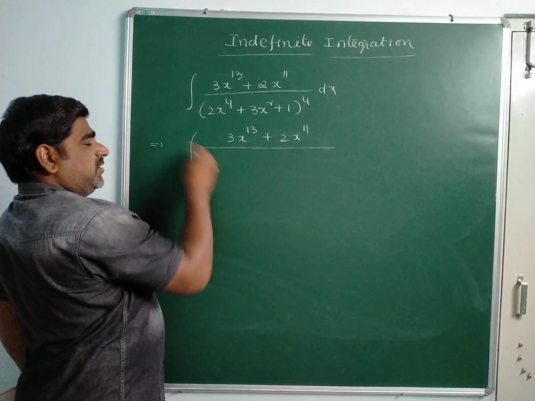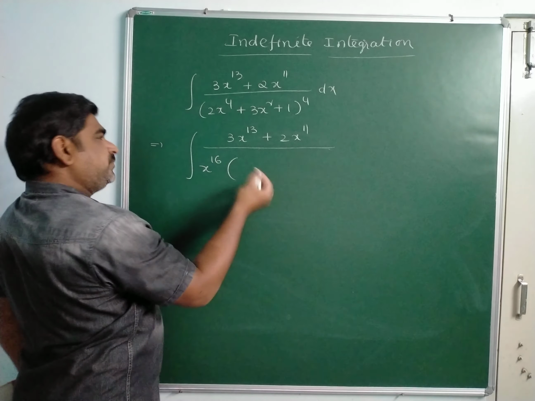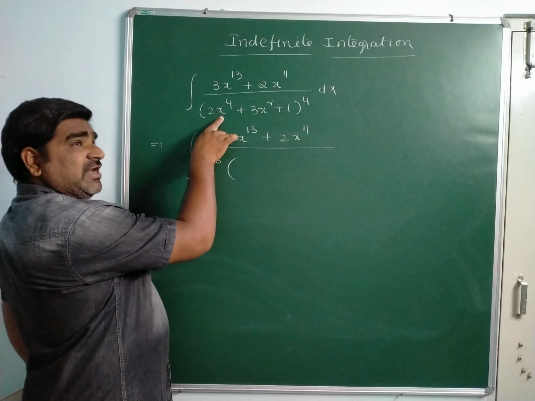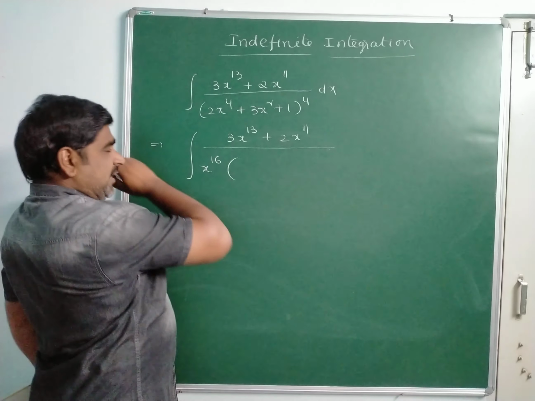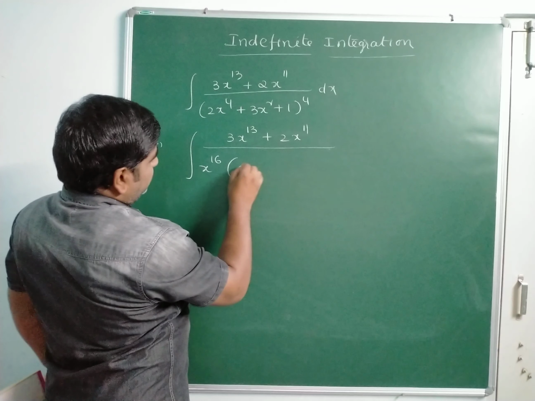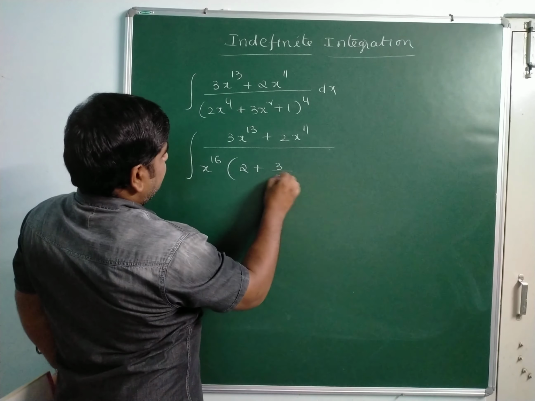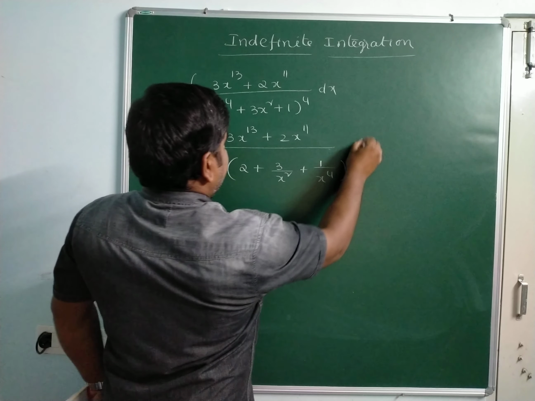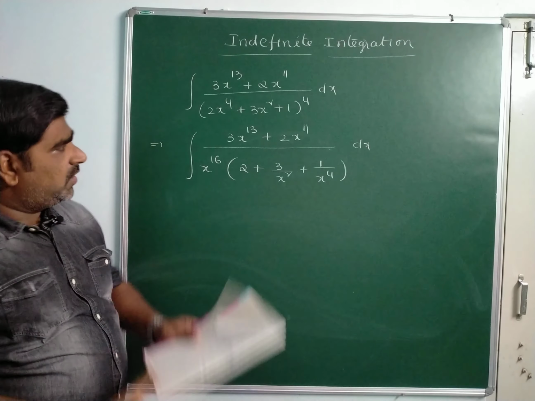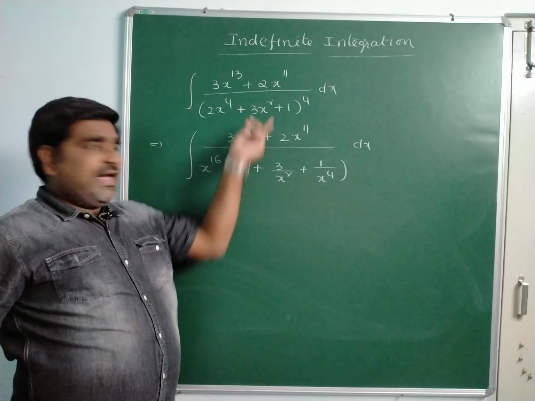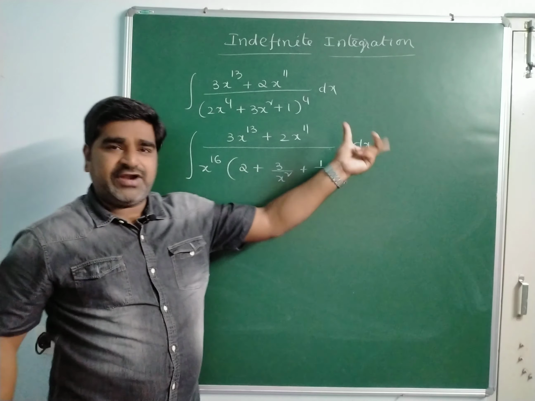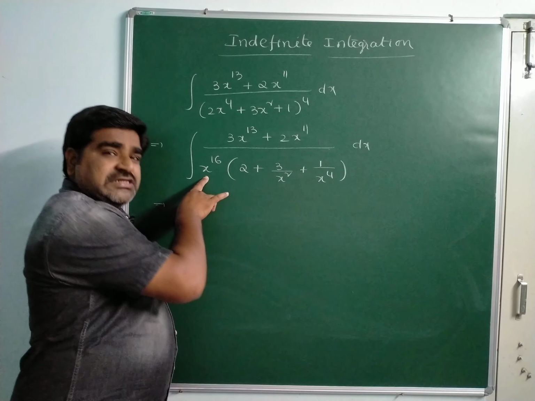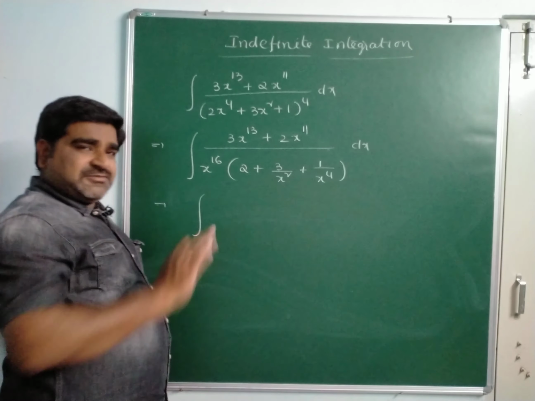So what will we get? x to the power of 16, we will get (x^4) whole to the power of 4. So if you take x power 4 as a common term from this bracket, let us see what terms remain in the bracket: 2 plus 3 by x square plus 1 by x to the power of 4, dx. Clear? Now take this x power 16 to the numerator and split it.